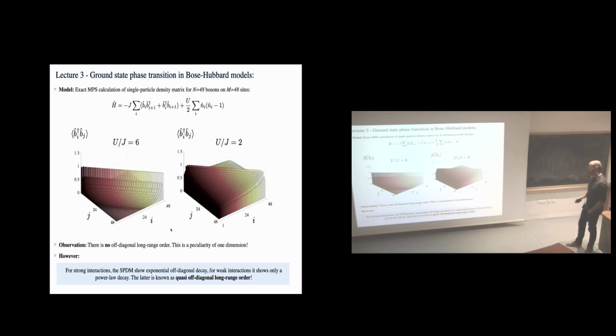Okay, so that's one thing. Again, if you would do a mean field ansatz, the Gross-Pitaevskii, you would find this true long-range order, and this would not be the true thing that happens in 1D.